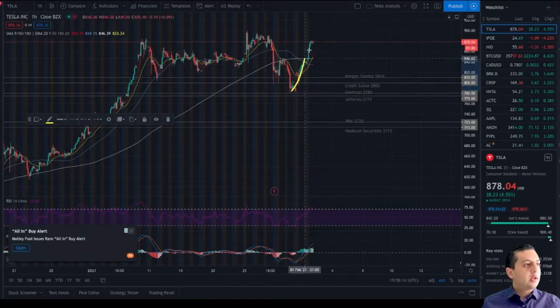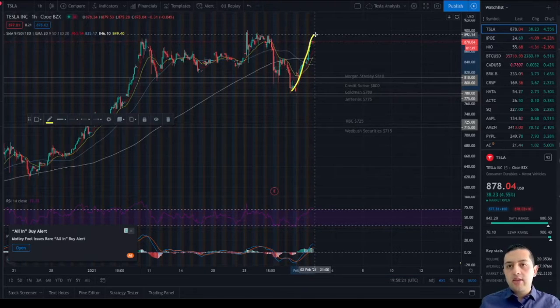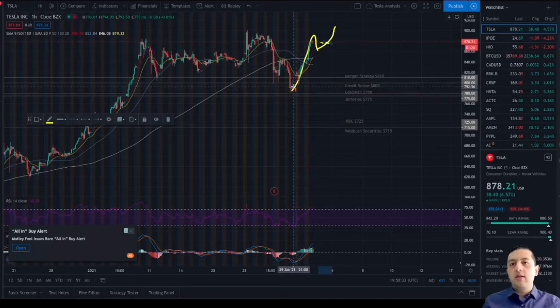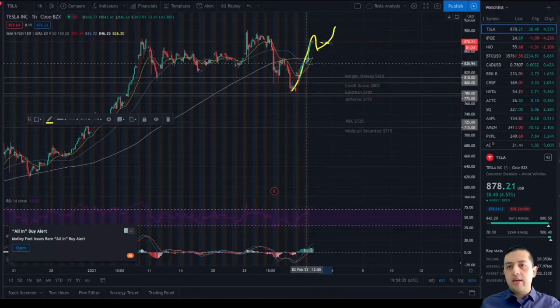So usually when we're looking at an entry, we're looking for price to go above those moving averages that we have here, go down to test them as support, and then go up. So our entry point is going to be somewhere around here. What we're looking for is that price goes up, then we get confirmation that it is going to keep going up, and then we enter a trade.